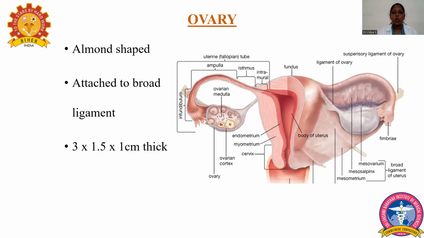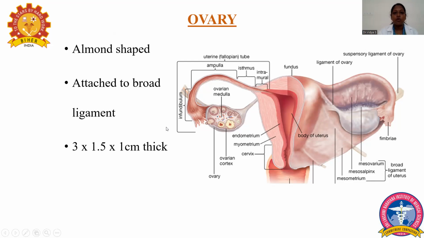Let's move on to the ovary. The ovary, we already know, is a female gonad, a paired one. It is almond shaped and it is attached to the broad ligament. So this one is the ovary, which is almond shaped. On either side of the uterus is a paired female gonad, connected by a thick ligament called the broad ligament.